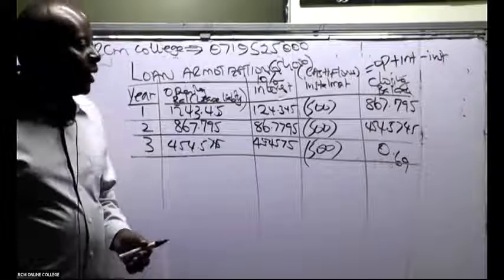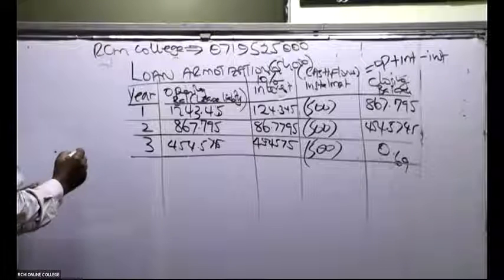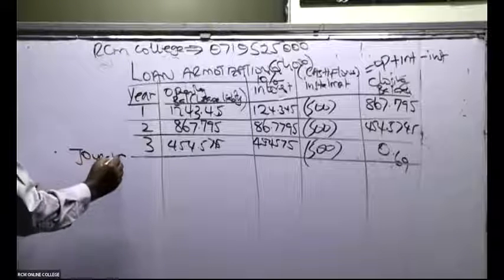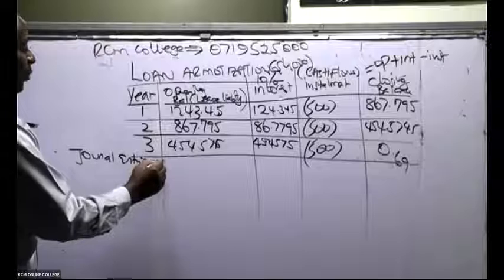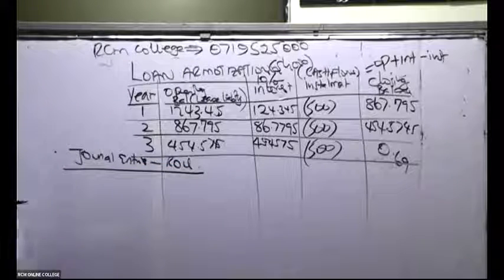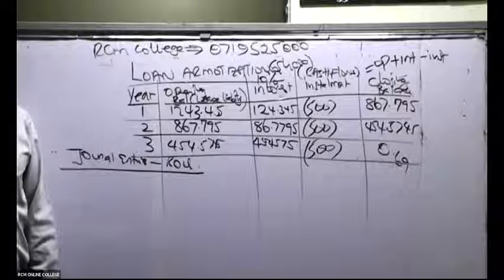Now, ladies and gentlemen, from there, I'll be able to go to the next step. The next step is for you to come and give us the journal entries for the right of use.